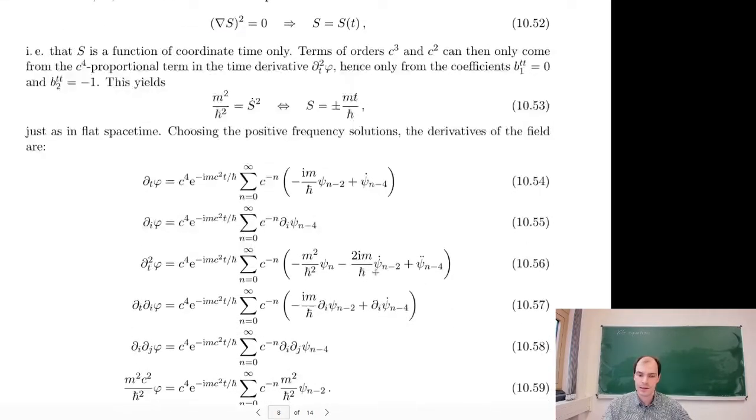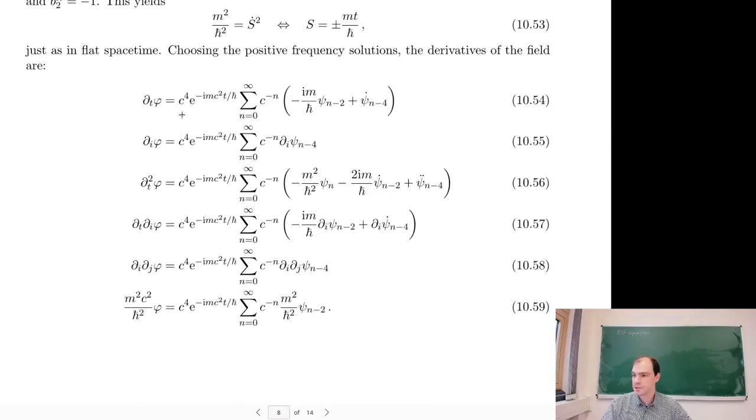we can calculate all the derivatives, all the first and second order derivatives of our field: dt, di, dt squared, dt di, and di dj. And for completeness, we also write the constant term. We write all of them where we pull out this global factor c to the 4th times the phase, and then we have the series expansions in powers of 1 over c.